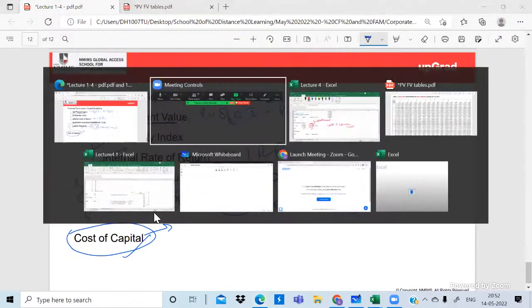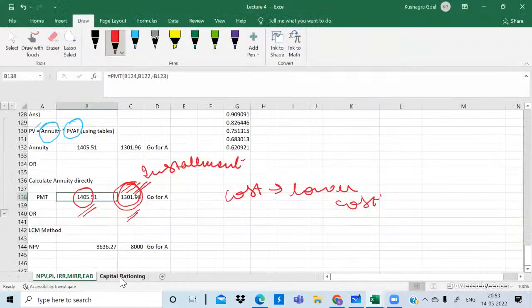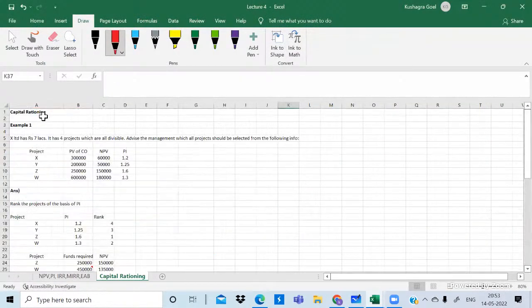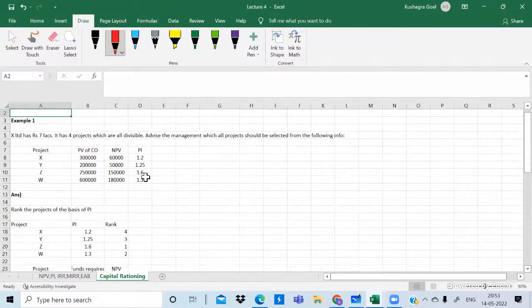Okay, so let's look at a few questions on capital rationing. So let's look at the first one. It says X Limited has 7 lakhs. So you're running a business where you have only 7 lakh rupees. There are 4 projects which are all divisible. So I've got projects X, Y, Z, W. And the management wants advice on which project should be selected on the basis of the following data. So I have these 4 projects X, Y, Z, and W.